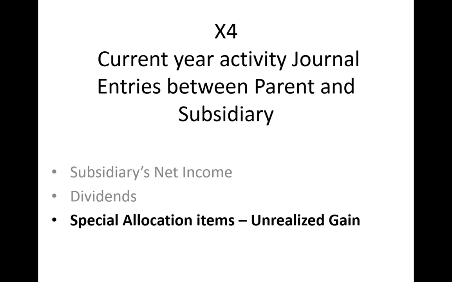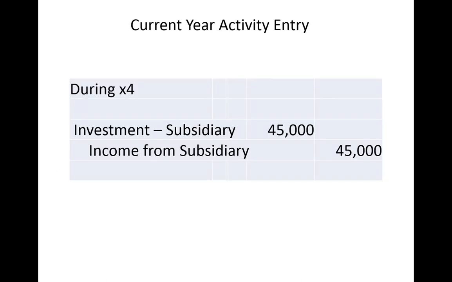So what are we going to do? In the 4th year, since we know that the land is sold, the parent will make the following entry to recognize that deferred gain that they had in X1. So they're going to debit the investment subsidiary, credit income from sub, which is going to increase the income from sub for $45,000.